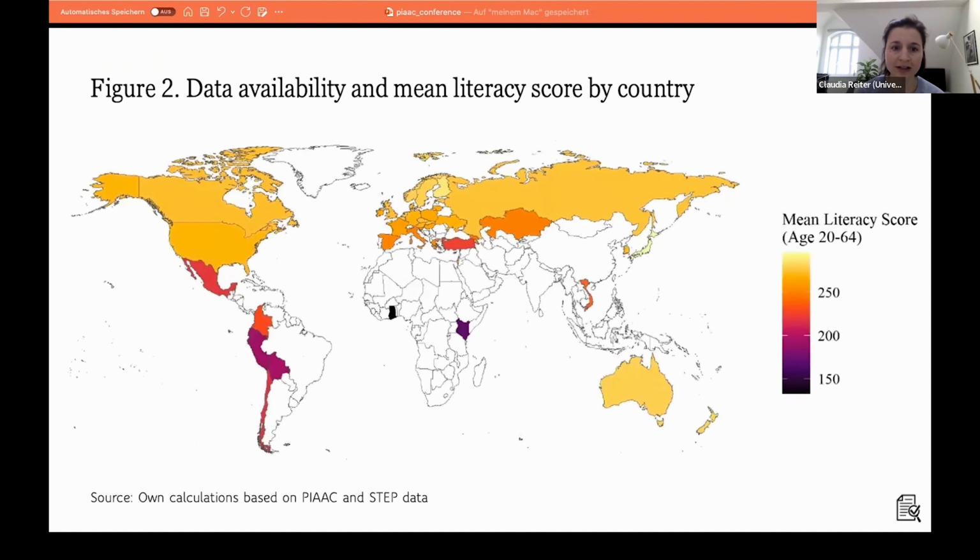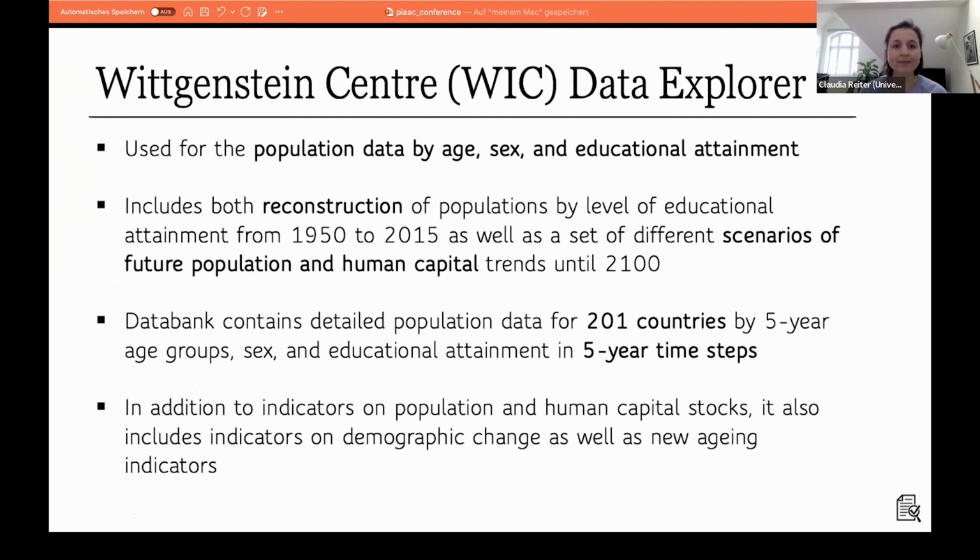Okay, so those are all the countries that are included in my analysis. And the color here also represents the mean literacy score for the working age population, which I summed up for age 20 to 64. And you can already see quite some differences between countries, and particularly in the global south, literacy skills are much lower than in the global north. And finally, so this was all for the quality side of the education category, let's say it like that. But of course, I also need the quantity side.